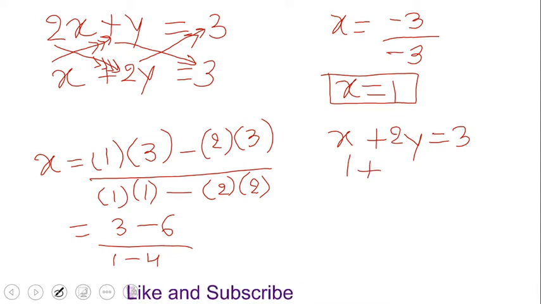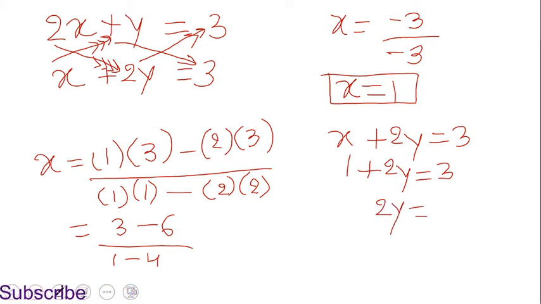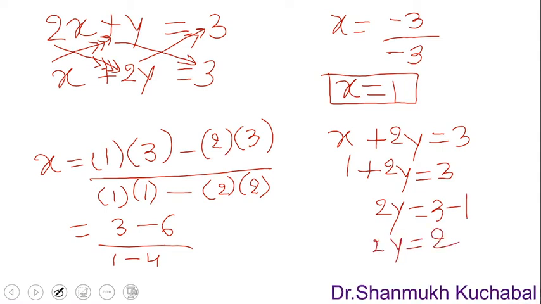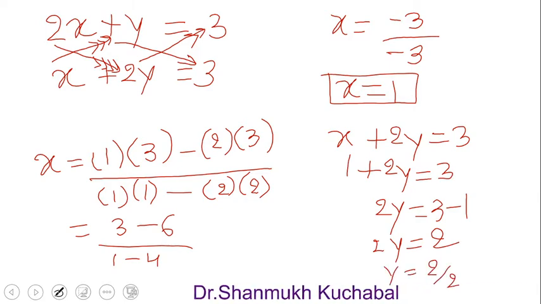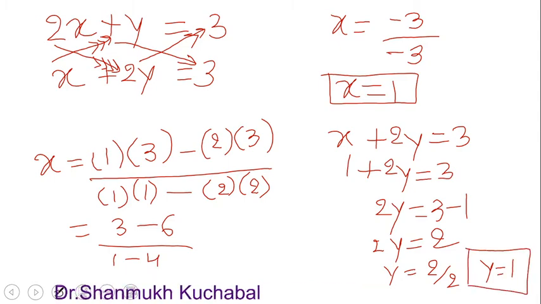1 plus 2y equal to 3. So we get 2y equal to 3 minus 1, 2y equal to 2. So y equal to 2 by 2, or else we get the solution for y as 1. So this is our shortcut trick.